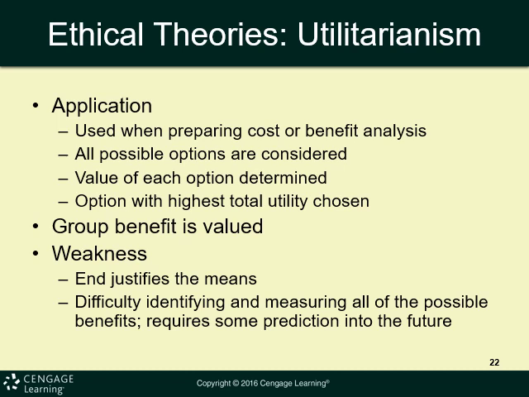Weaknesses are present with utilitarianism. Some have interpreted this theory to support the principle of the end justifying the means. Using this interpretation, even immoral acts can be justified if substantial benefits will be afforded to a majority of people, even though the minority may face unbearable costs. Another weakness is the difficulty present in identifying and measuring all of the possible benefits that may result from a decision, since this involves looking to the future and making, at best, informed predictions.